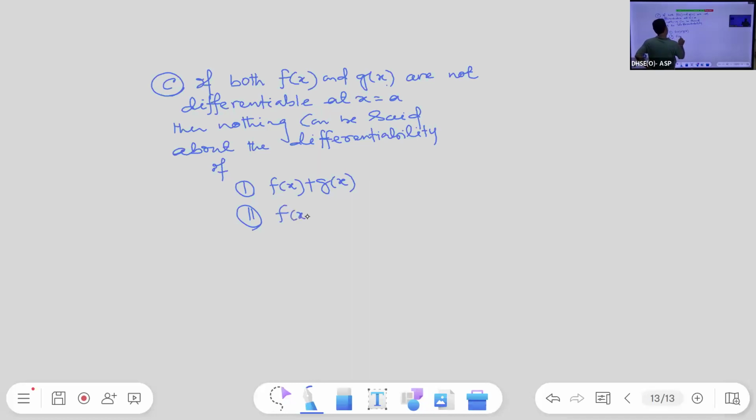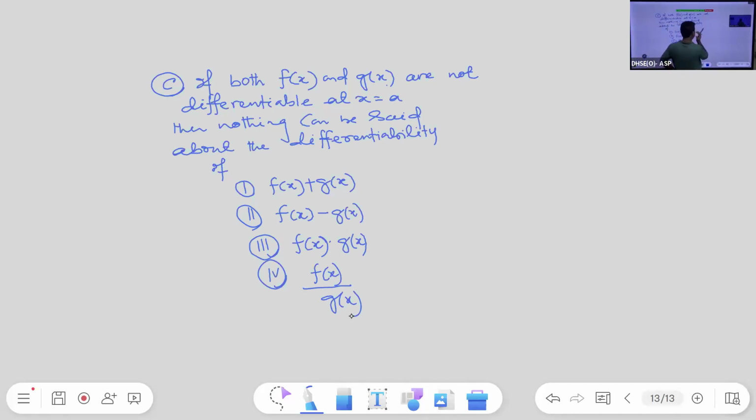F of x minus g of x, f of x into g of x, f of x upon g of x. So f of x plus g of x, f of x minus g of x, f of x into g of x, f of x by g of x. Okay.